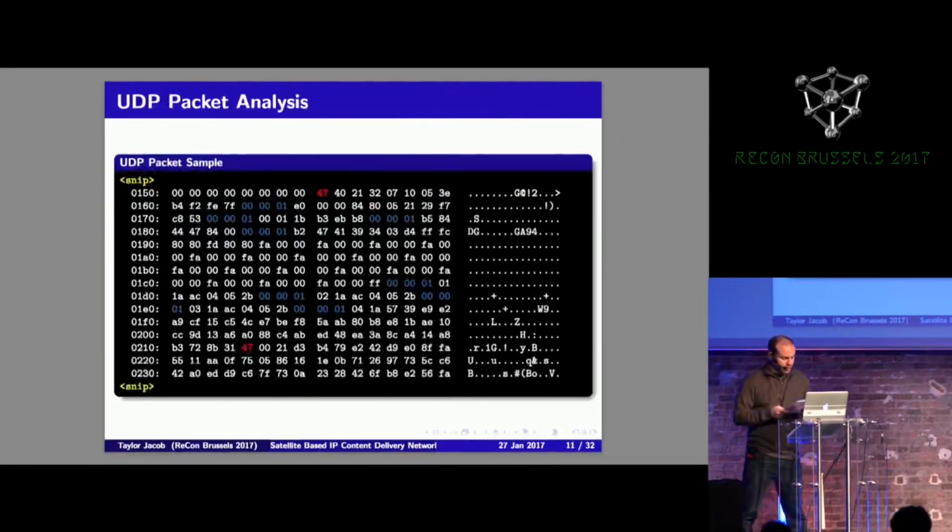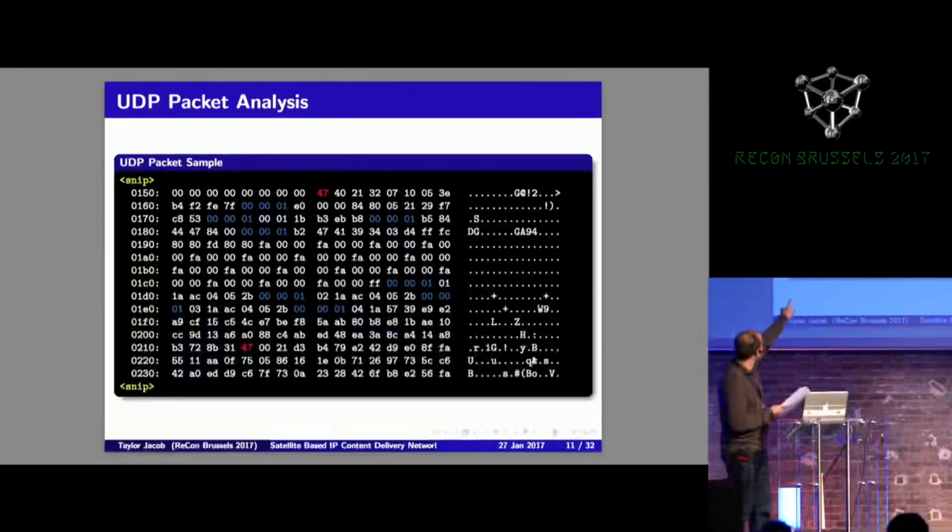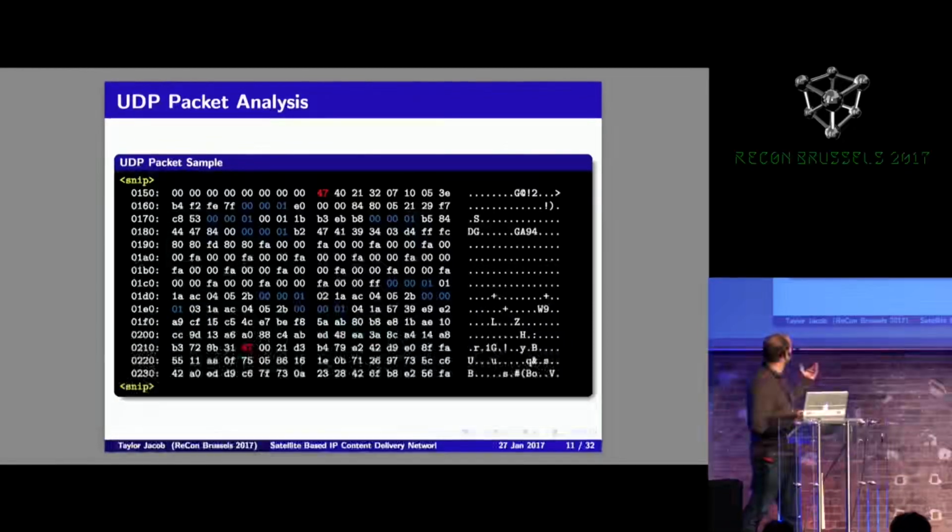Looking at a dump of the UDP packets, you can see here that I've highlighted the 47s, which are spaced 188 bytes apart, and then in blue, which I guess you can't see very well, there's a bunch of the PES start sequences. So it's really obvious in this packet that there's some sort of video and some sort of transport stream, but how to get it out, I didn't really know at the time.